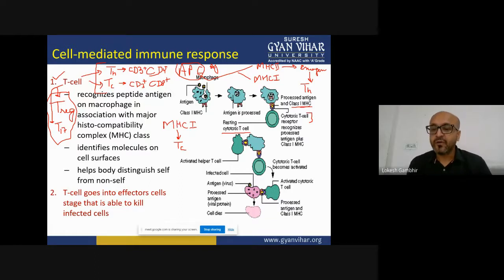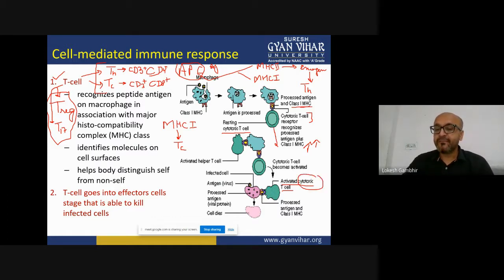Let's start mounting the responses. And this is how, after binding, this cytotoxic T cell will be getting activated. Once activated, they will again perform their function. They will go and bind to the viral antigen. They will induce the cytotoxic T cells. Why are we calling them cytotoxic?